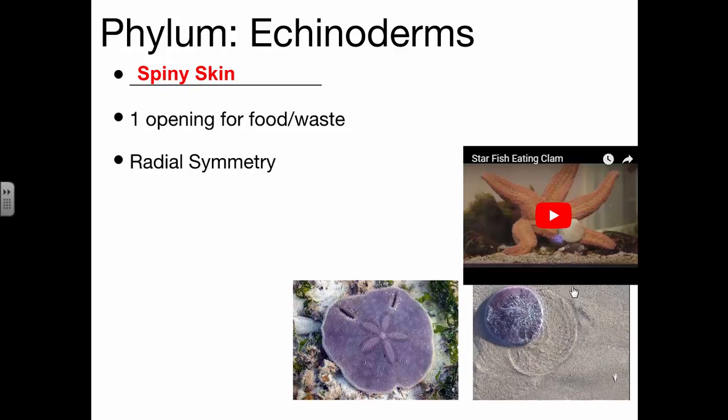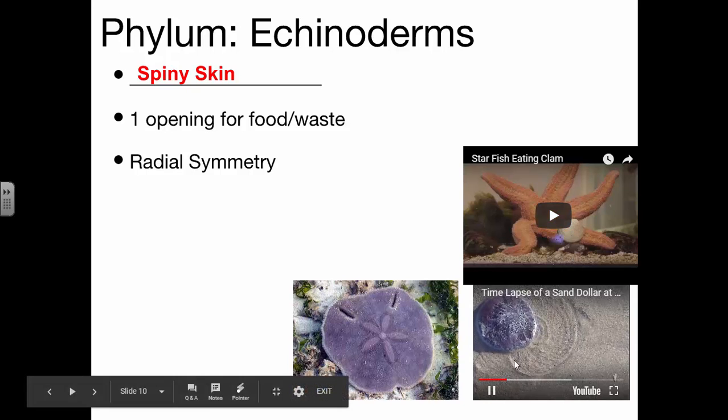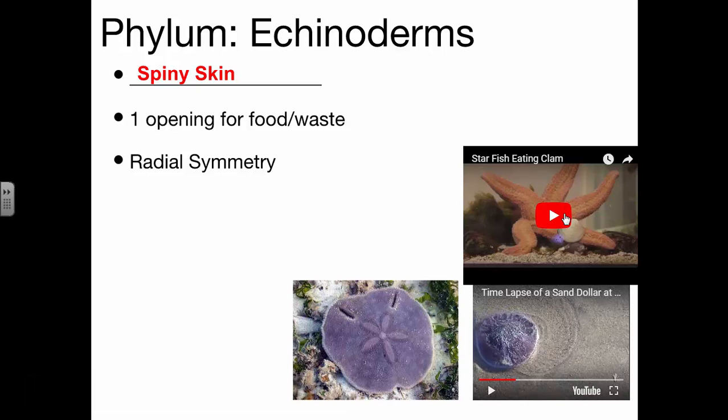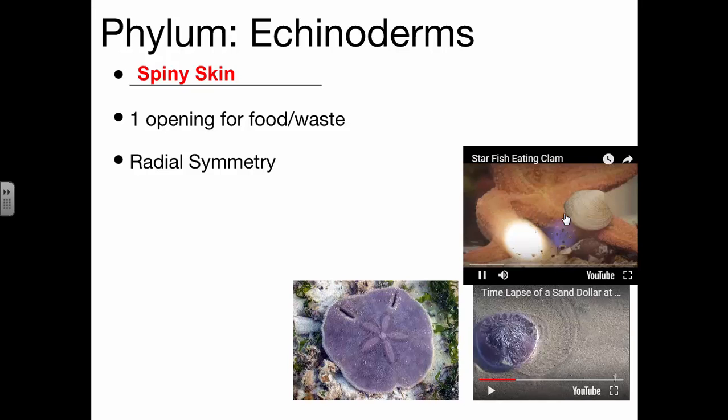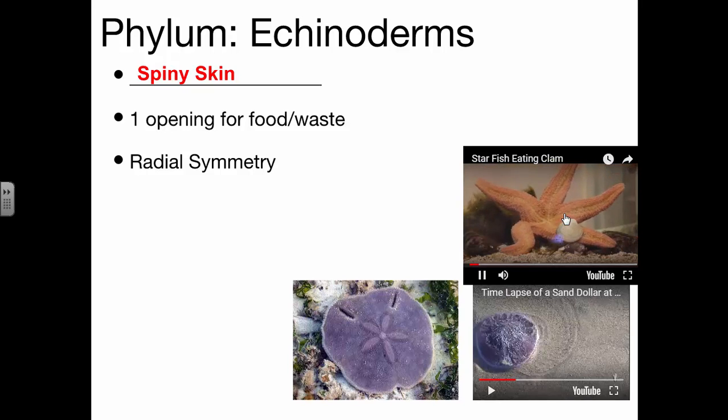Yeah, I'll show you that one. So this one's not very exciting, but you can see they do move. It's going in a circle, going in sort of a spiral. All right, here you have another video. So this is, again, time lapse.